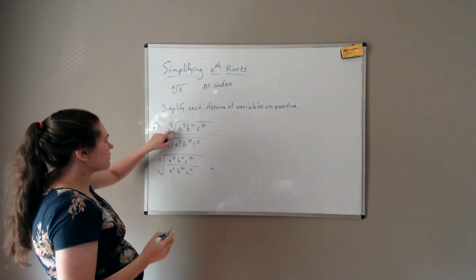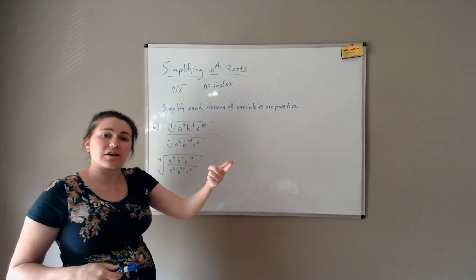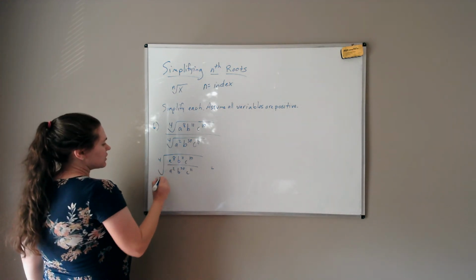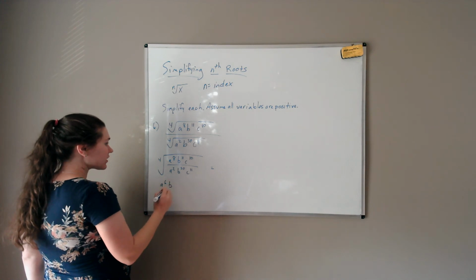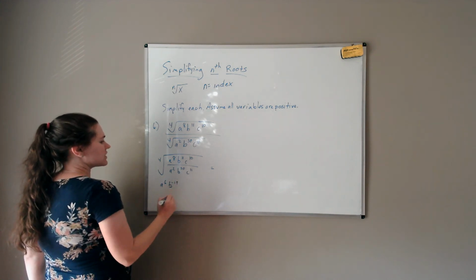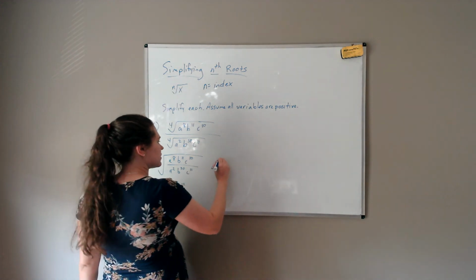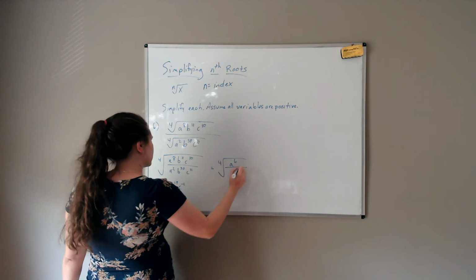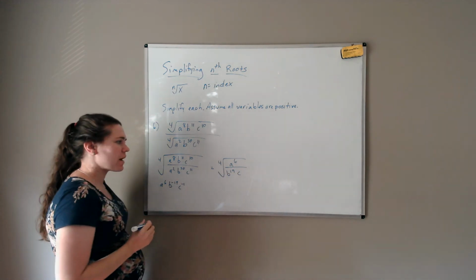That way, instead of having 6 separate factors, I see the factor of a once, the factor of b once, and the factor of c once. So that's going to leave me 8 minus 2. That's going to give me a to the 6th, 11 minus 30. That's going to give me b to the negative 19. And 10 minus 11 is going to give me c to the negative 1. So this is going to simplify to be the fourth root of a to the 6th over b to the 19th, c to the first power.